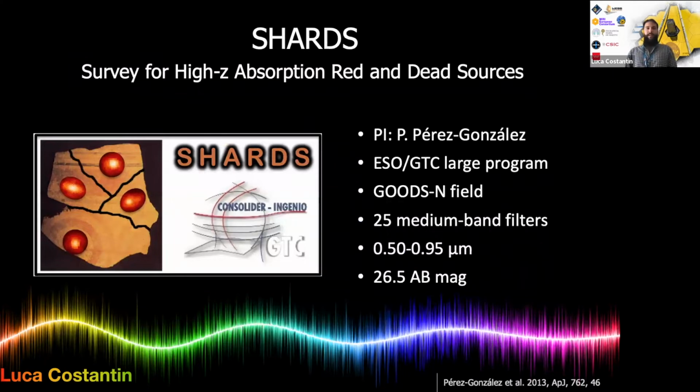But before better knowing the physical properties of these galaxies, let me introduce SHARDS. SHARDS is a state-of-the-art imaging survey, led by Pablo Perez Gonzalez, and it targets the GOODS-North field and provides multi-filter deep photometry in 25 bands, covering the wavelength range from 0.5 to 0.95 microns. It is the excellent data quality that we have in our hands, and in particular the spectral resolution it provides, that is fundamental to study the stellar population properties of bulges and disks in our galaxies, with a novel technique of spectrophotometric decomposition.